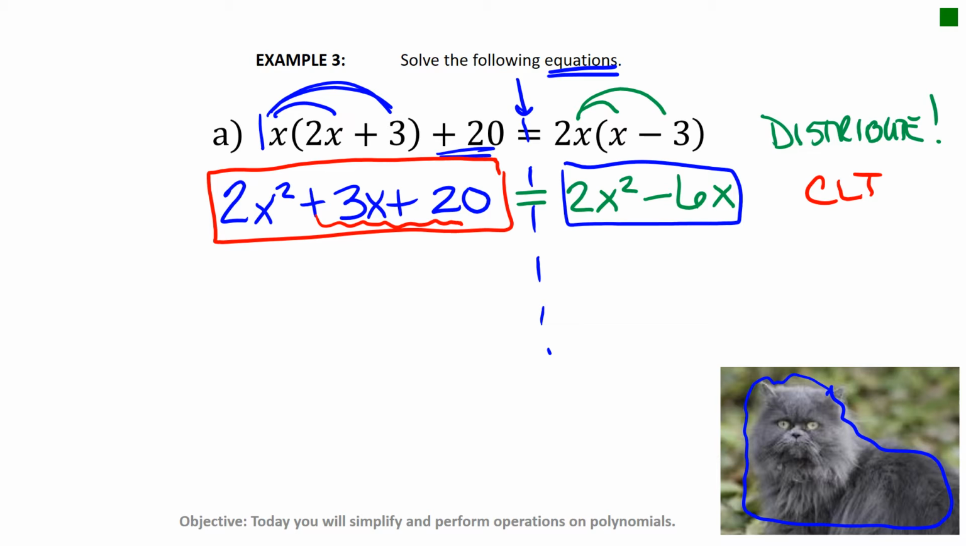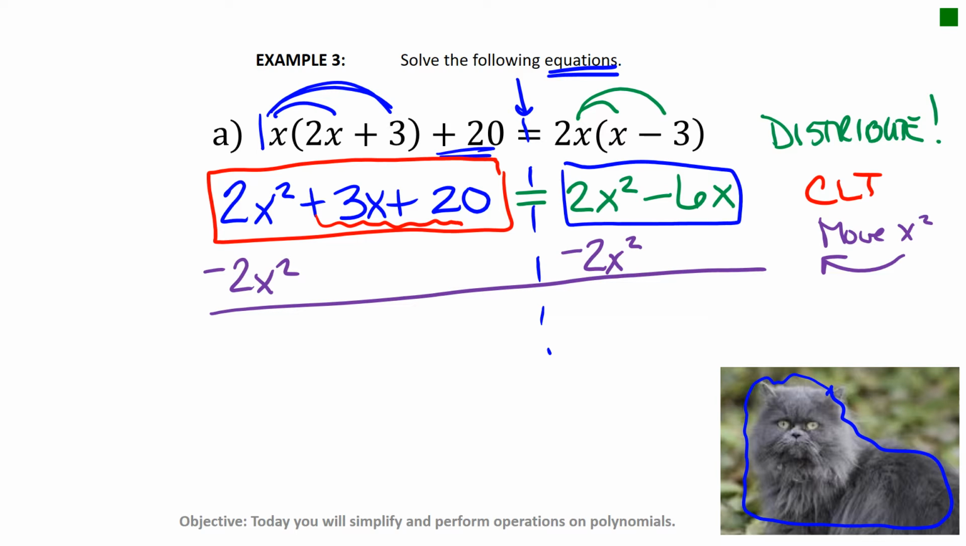So now I'm going to move the x squared from the right over to the left. I do that by subtracting it. So minus 2x squared. You know what, guys? You could have gone from the left to the right. It doesn't matter. These two cancel. These two cancel. Look, he's starting to smile. Because what do I have now? 3x plus 20 equals -6x. And I know how to solve that.